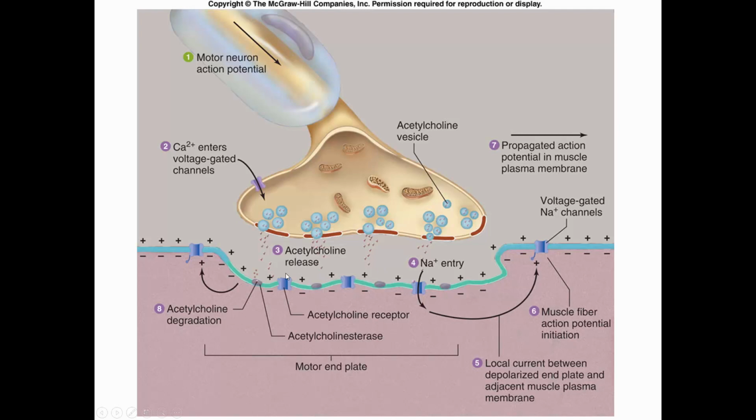When acetylcholine releases, it's destroyed by acetylcholinesterase. The byproducts are taken back up into the presynaptic cell. We're going to reach threshold. That depolarization then opens up our voltage-gated sodium channels, and then we can propagate the action potential along the sarcolemma.